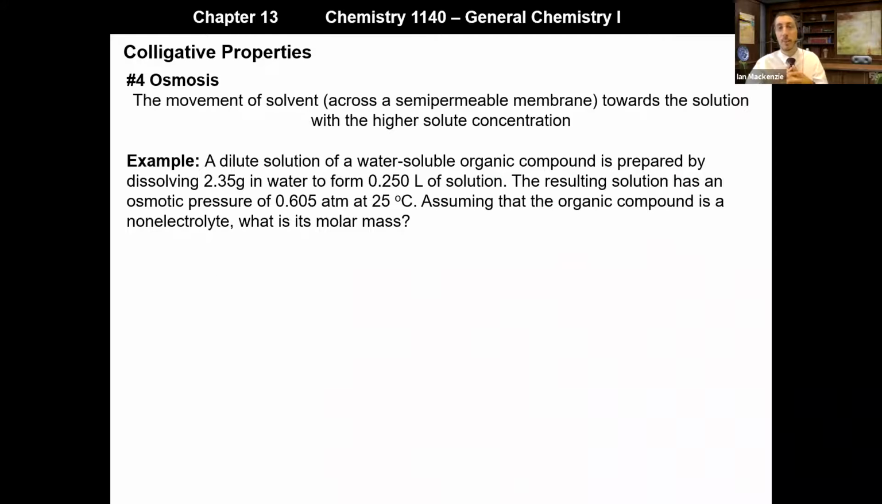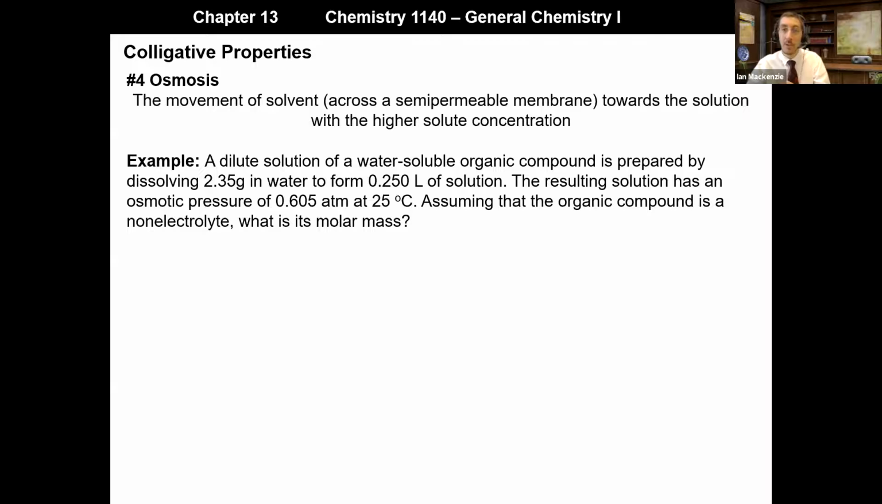Well, here let's say that we had a dilute solution of some water-soluble organic compound that's prepared by dissolving 2.35 grams of that compound in water to form 0.25 liters of solution. So we took 2.35 grams and dissolved that in water up to 0.25 liters. And the resulting solution, if we put it into one of these tubes and into a machine that would measure the osmotic pressure, is 0.605 atmospheres at 25 degrees Celsius.